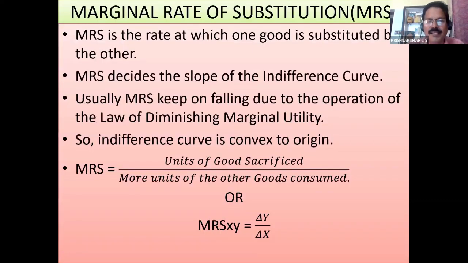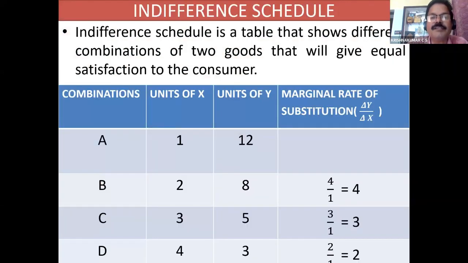Say in this case you take, he increased the apple by 1 unit. For that he had to sacrifice 4 units of orange. Correct? To increase 1 unit of apple, I mean 1 to 2, the consumer had to reduce 4 units of orange, 12 to 8. So 4 by 1, that is 4, is actually the marginal rate of substitution. It is the rate at which one good is substituted by the other.